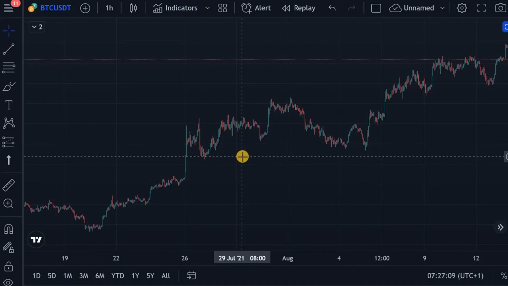So when the price gets rejected, that is the work of a resistance, and when the price holds a particular level without breaking it, that is called support. Now let me show you an example in the price chart.